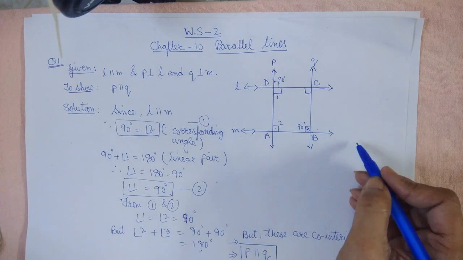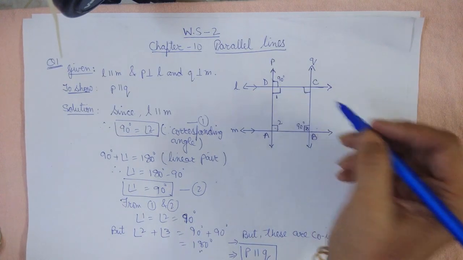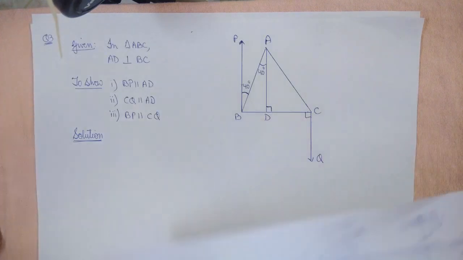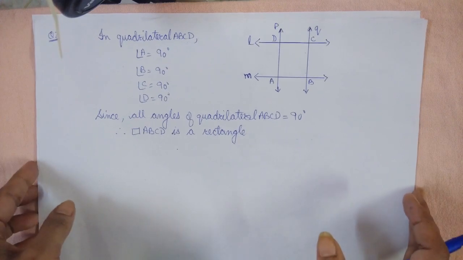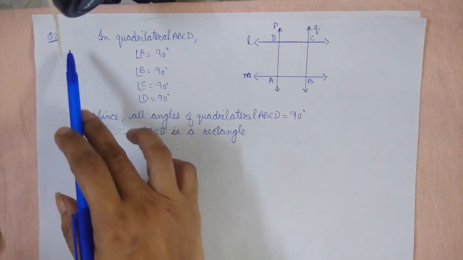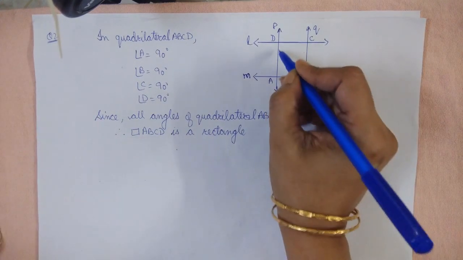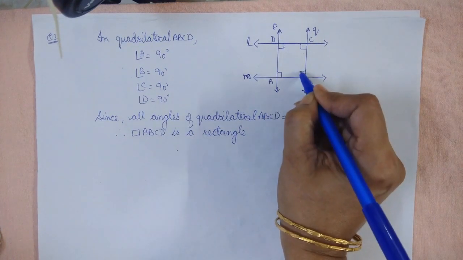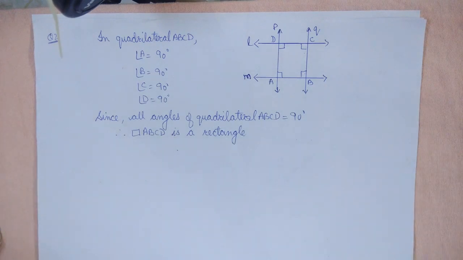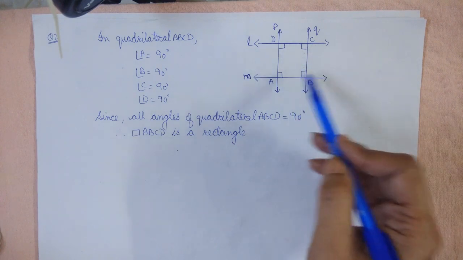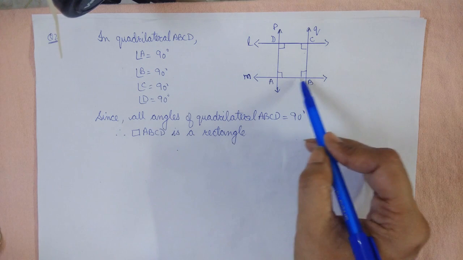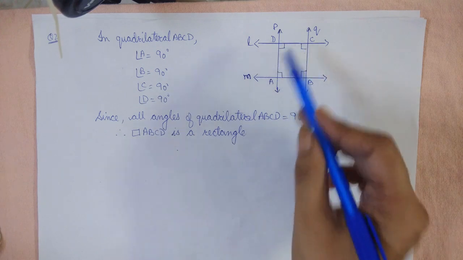These two lines are parallel to each other, so the co-interior angle sum will be 180 degrees. So the same concept we will use here: in question 2, all these angles we have got as 90 degrees with the help of question 1. Since all these angles are 90 degrees, therefore quadrilateral ABCD is a rectangle.